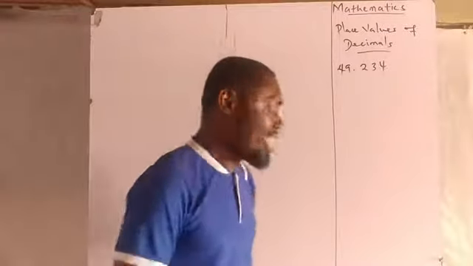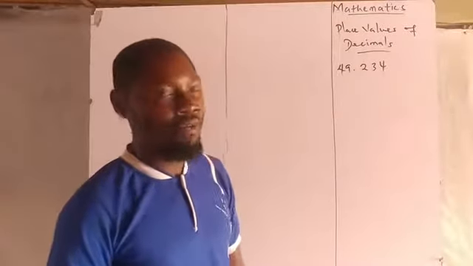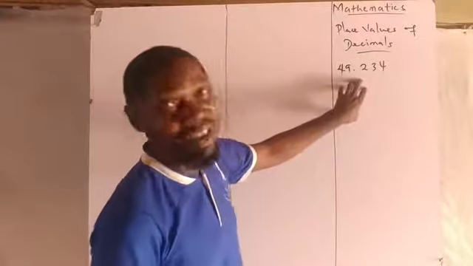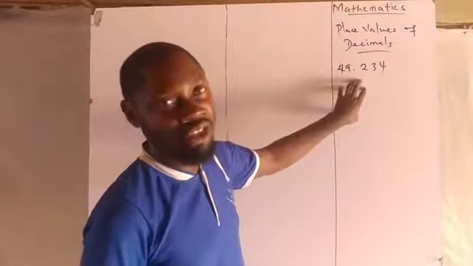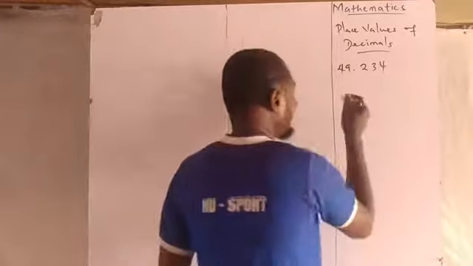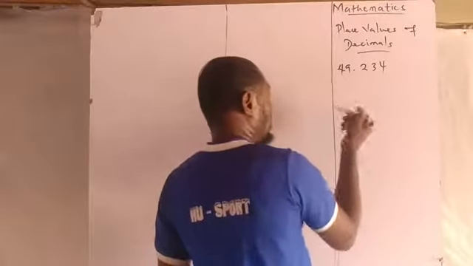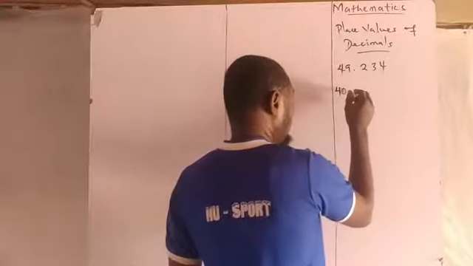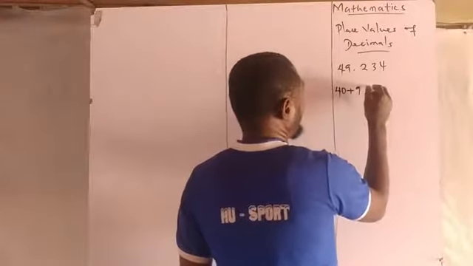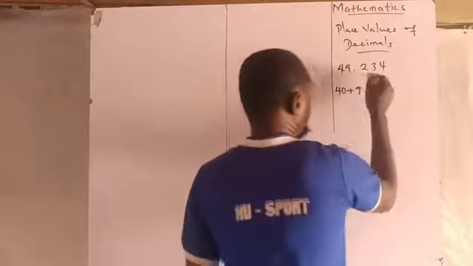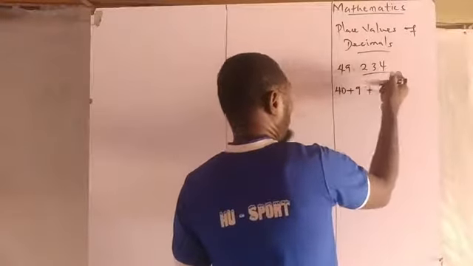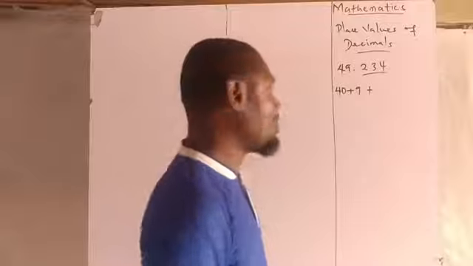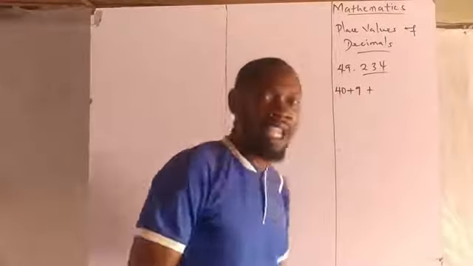Remember in one of the previous classes, I was able to expand decimal point numbers. Let us expand this quickly. This is 49, which is 40 plus 9, plus, I said put a line on that. This is a 3 decimal place number, because there are 3 numbers after the decimal point.